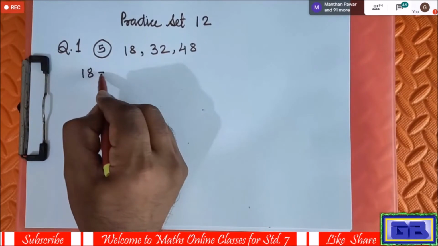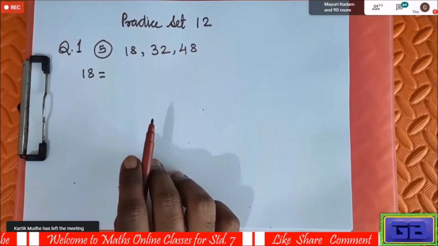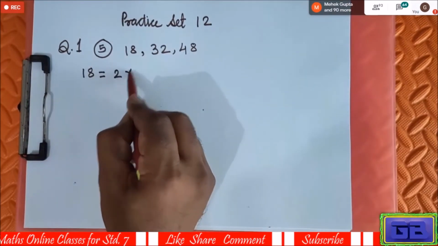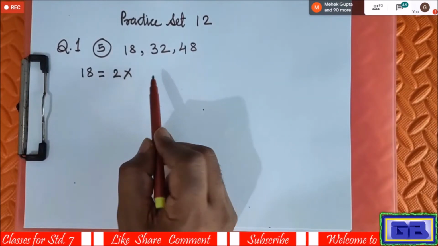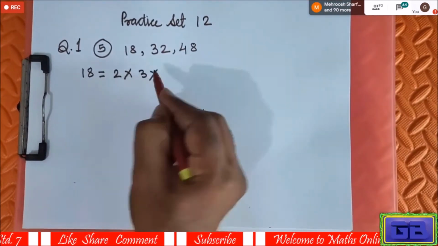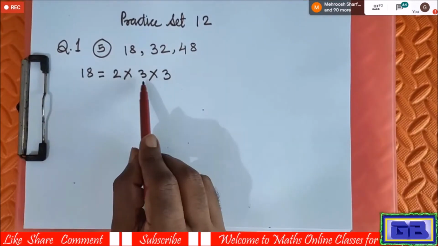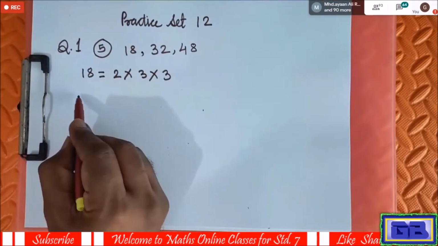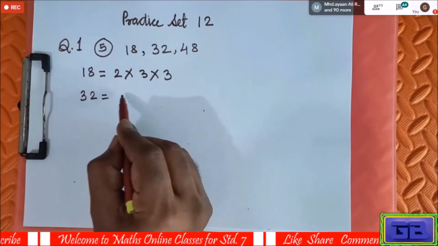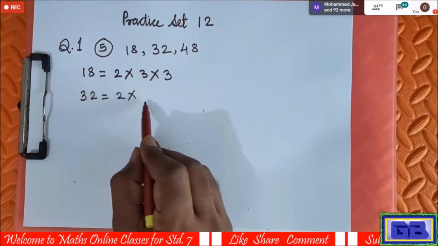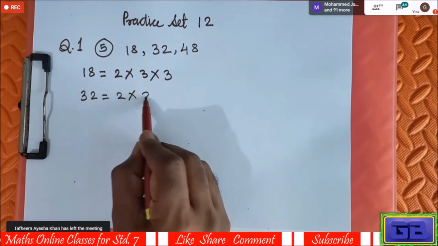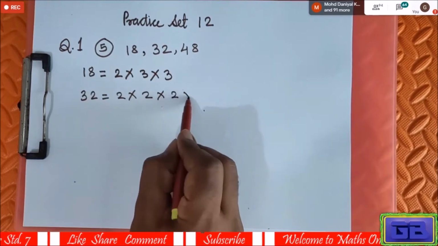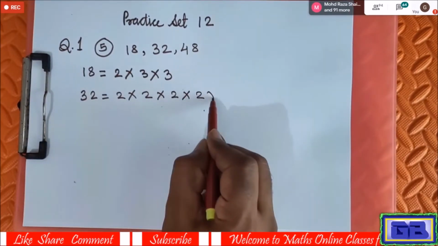Now take 18. We have to write prime factors of 18. So 2 into 9, and 9's factors are 3 into 3. 3 3s are 9, 9 2s are 18. Now for 32: 2 into 16. Again 16's factors are 2 into 8. 8's factors are 2 into 4, and 4's factors are 2 into 2.